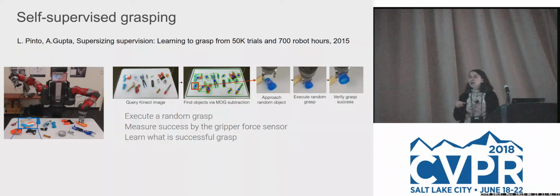And if it happens that a grasp is successful, which in the beginning wouldn't be so often, then the robot will record that as a very successful grasp and keep this example as a successful grasp. And so here you can see on the right some examples like approach an object, execute a random grasp, and then verify if it is successful.